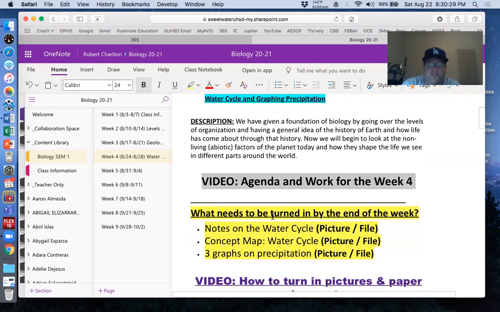Three things you've got to do this week. Notes: we're going to take some short notes on the water cycle. That'll be on Monday and Tuesday. You have a concept map, so that's why we did the first concept map, to get you ready so you know how to do future concept maps. Good news is there's not as many words on this concept map. I told you there'd be about 8 to 10. I think there's 10 this week. And you're going to do some graphing. We're going to create 3 different graphs on precipitation. What you will notice is, hey, no quiz this week. So the quiz on the water cycle will be next week. So no quiz this week, just notes, concept map, and 3 graphs.